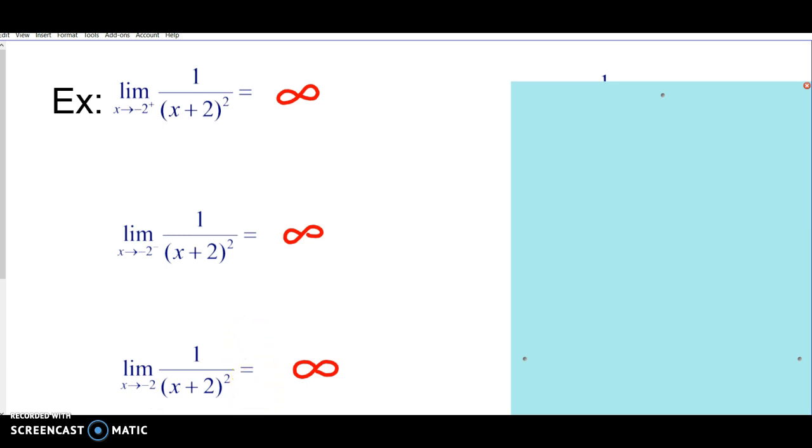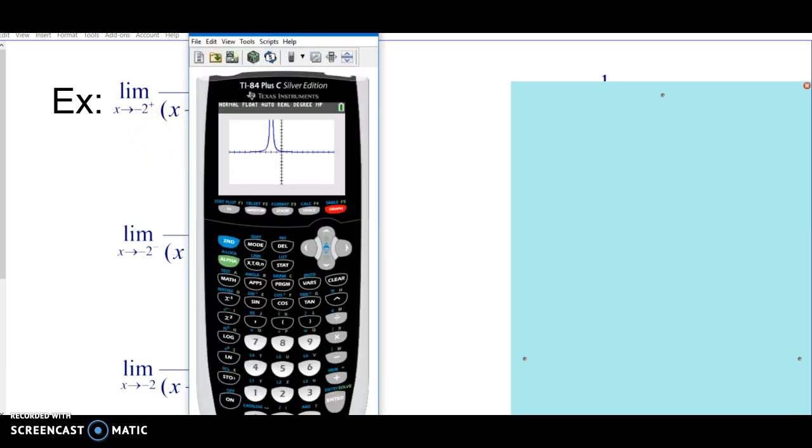First and foremost, let's look at my graph. I graphed this already, so I put this in my y equals. If I'm looking at my graph at negative 2, visually speaking, I can see that that limit is going towards infinity, both from the left and the right. Let's take a look at my table.